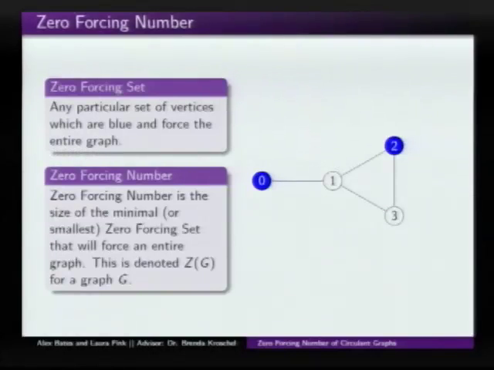The zero forcing set is not unique. In this case, 0 and 2 will force the entire graph, but so also will 2 and 3. 2 only has one white vertex that it's adjacent to, so that vertex 1 gets forced. Then vertex 1 only has one white vertex that it's adjacent to, so then 1 forces 0.